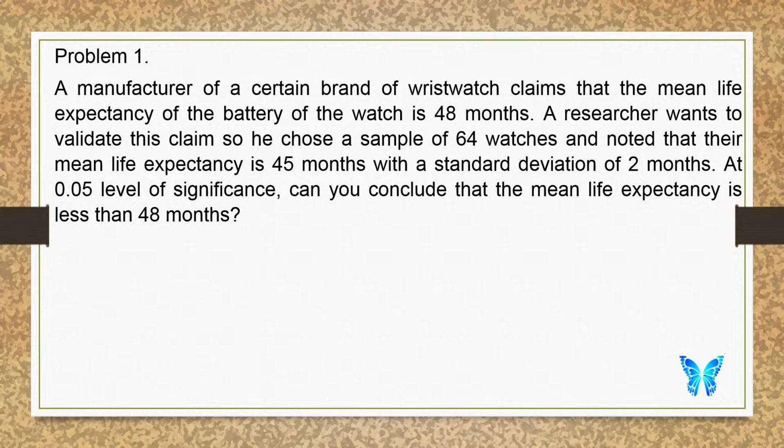As we observe in this problem, there is what we call a claim, that the mean life expectancy of this watch would be 48 months. So the researcher wanted to validate this claim. He chose 64 watches, then he obtained 45 months as the mean life expectancy of those watches with a standard deviation of 2.